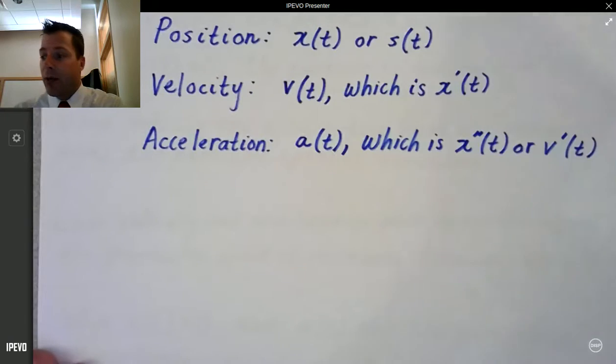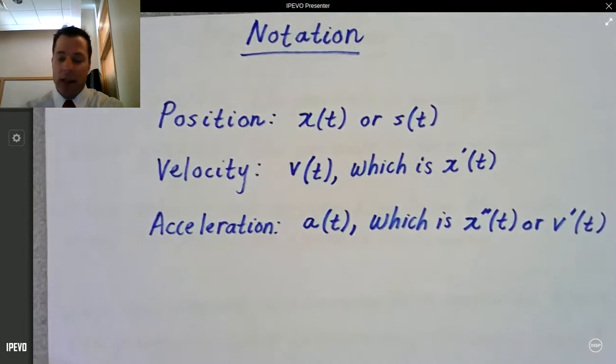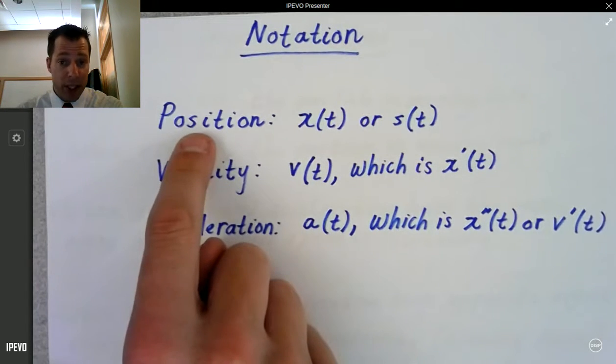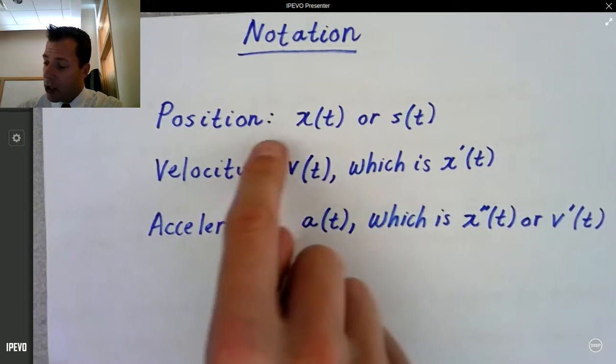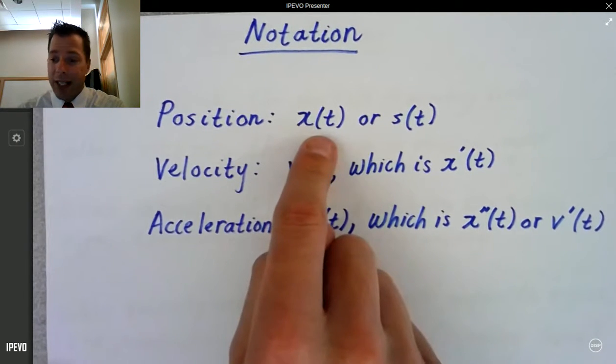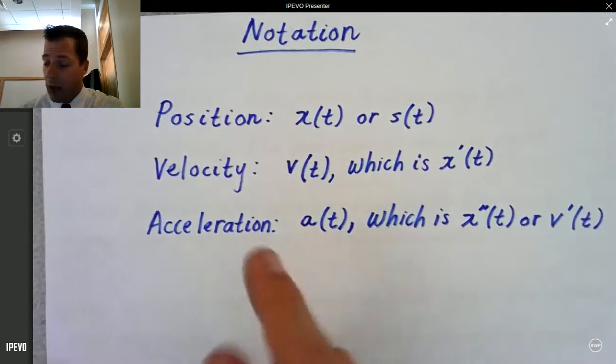There's a lot that we need to talk about, and the first thing we're going to be talking about is notation. When we talk about particles in motion, we're talking about the original function, position, the first derivative, and the second derivative. Position is going to be denoted as x of t or s of t. It depends on the textbook and the problem.